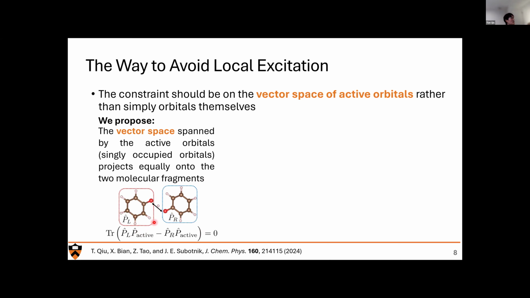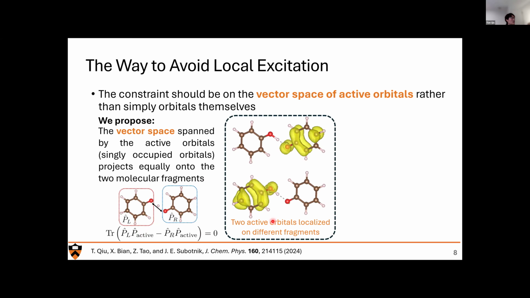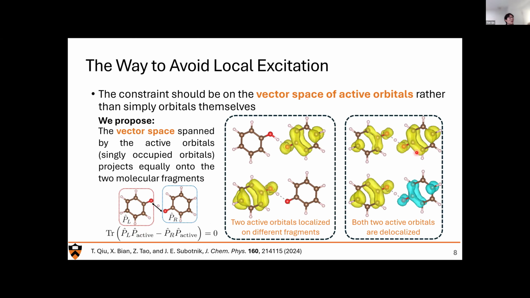So to help with understanding this constraint, I have two limiting cases for charge transfer, where two active orbitals could be localized on different rings, or they could both be delocalized on two rings, but with in-phase and out-of-phase linear combinations of these two cases. Now one can verify that these two cases would have the same density matrix in terms of active orbitals, and they will both satisfy this condition. Whereas if there were a local excitation as we've seen before, then both orbitals would be localized on the same ring, which would mean that one of the terms here would be 0 and the other term here would be 2. So this constraint will not be satisfied.